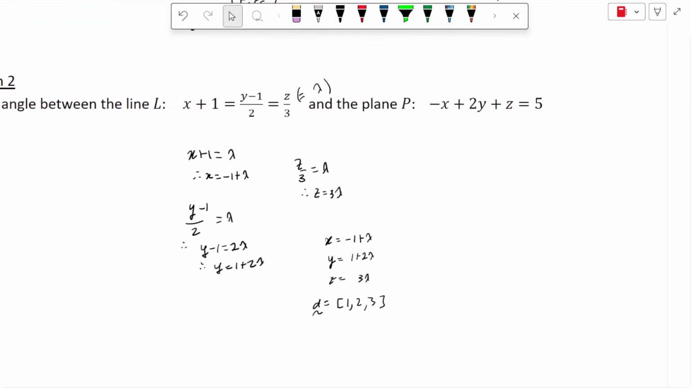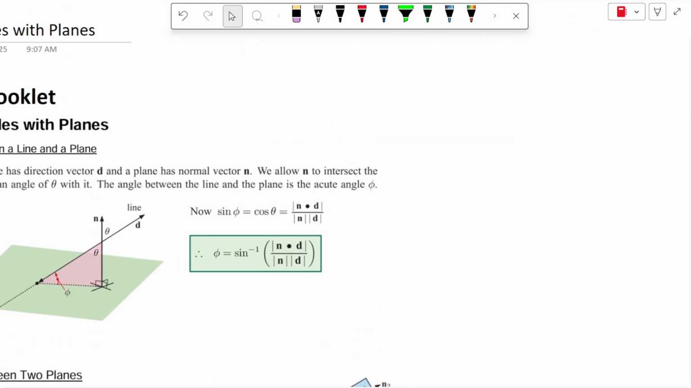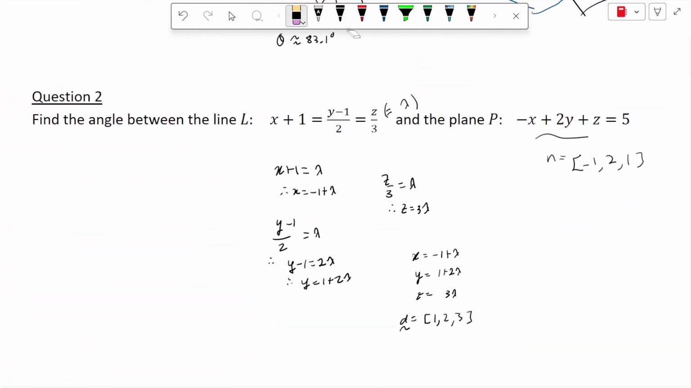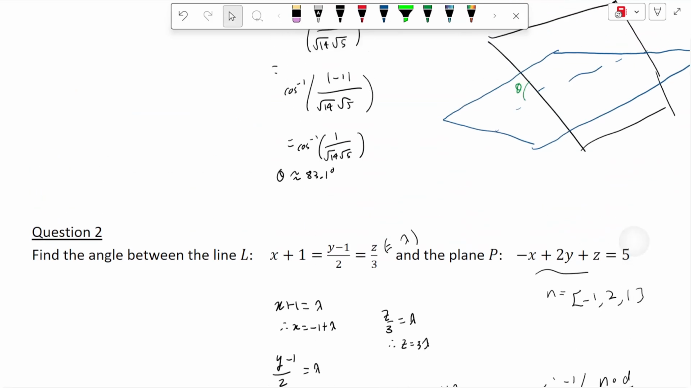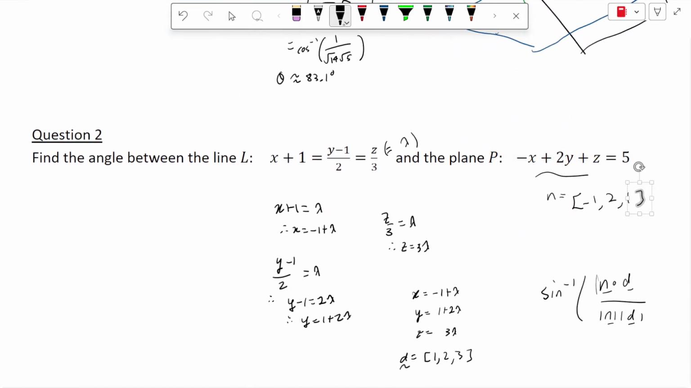Cool. The plane here, we've got the normal vector (-1, 2, 1). And all we need to do is apply that formula. So inverse sine of n dotted with d over mod n mod d. And just check if there's a mod around the top. Yes, there is. I always forget these formulas.